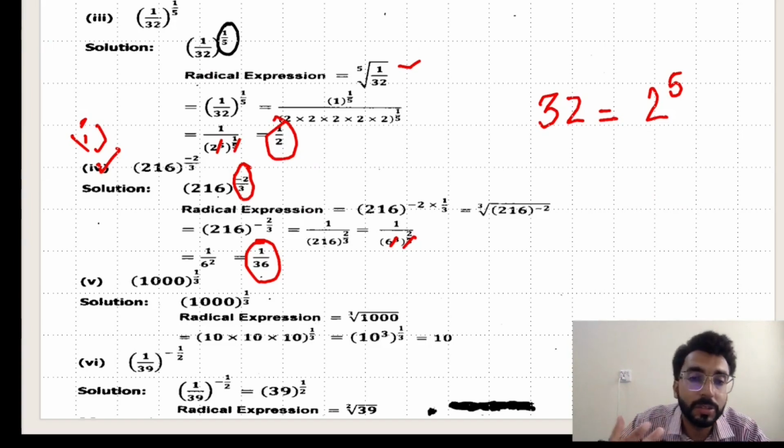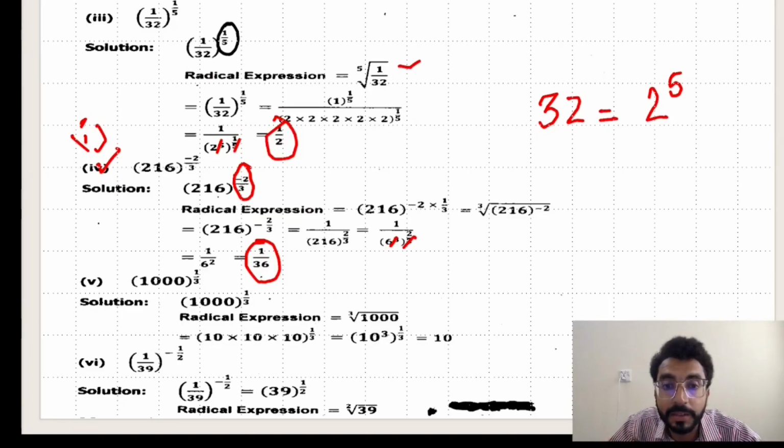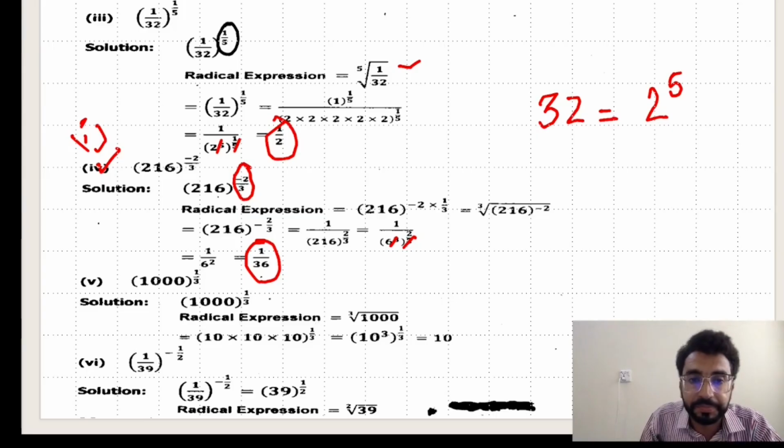So students, you should not only solve the questions, you have to be able to compare the different questions and get the concept strongly. Now move to the fifth part.